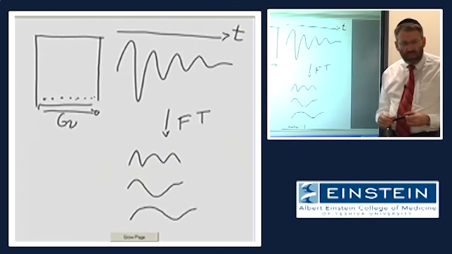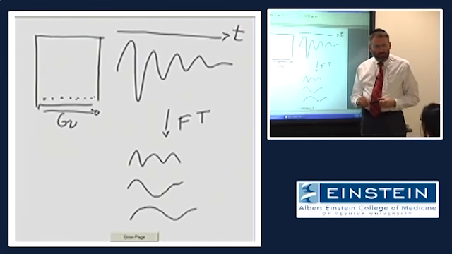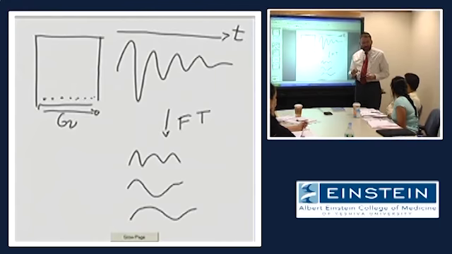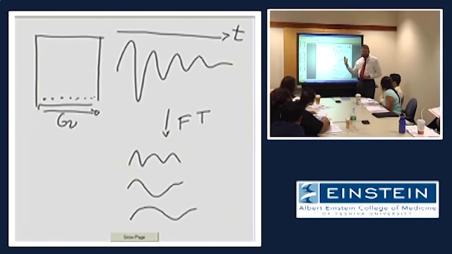Quick question. How does the Fourier transform figure out how many signals are making up that composite signal? Okay, that's what we're going to get to next. It has to do with the way that we sample the signal. And we'll get to that next, but good question.